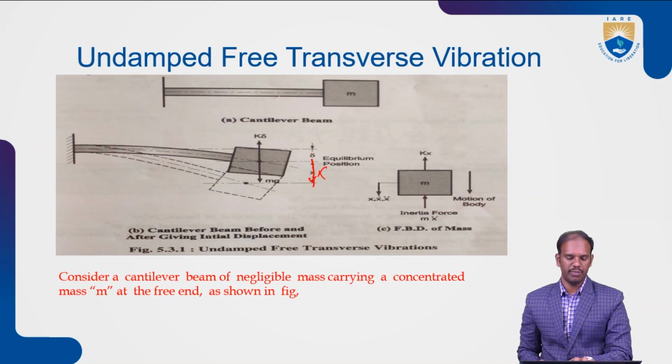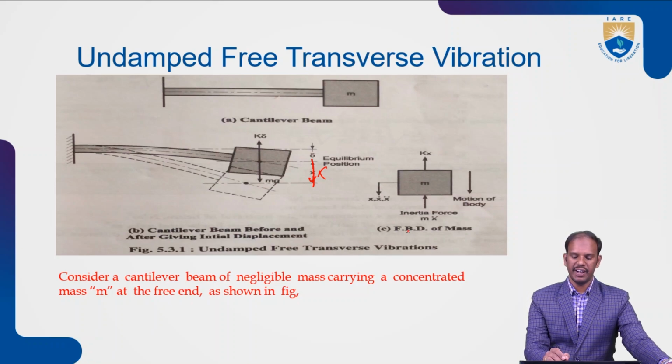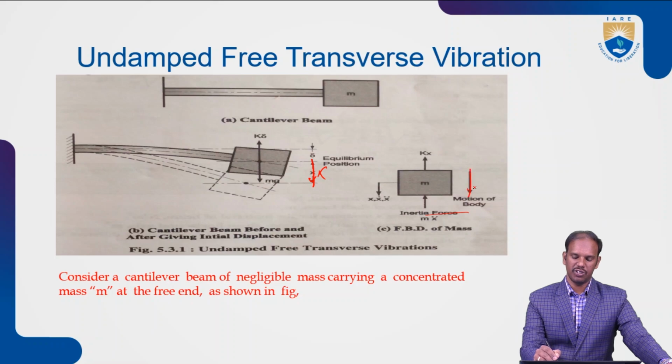Also, consider the cantilever beam with negligible mass carrying a concentrated mass at its free end, as shown in the figure. A force has been applied and the mass has started vibrating. In the free body diagram, we can check there is an inertial force, ma, which is nothing but mx double dot. It is trying to move the body towards the original position, while the motion of the body is towards the downward position.